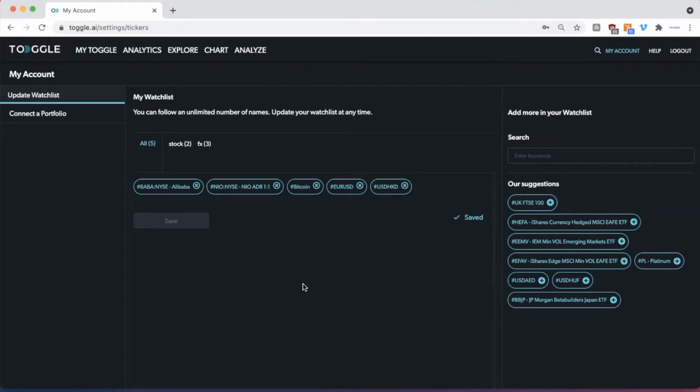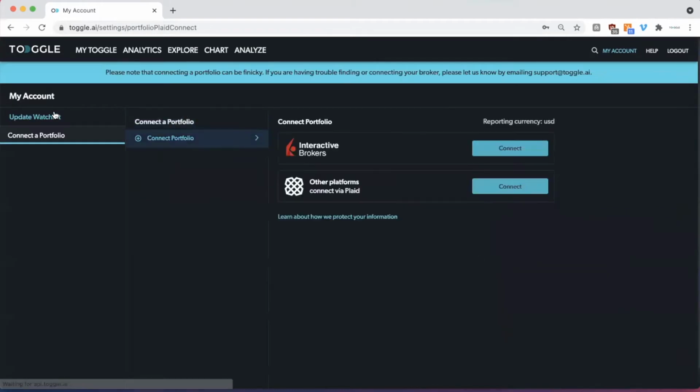Another way to inform the system about what you're invested in is by connecting your portfolio. If you go to the left side here, under Update Watch List, you have Connect Portfolio. If you have an account with Interactive Brokers, you can directly connect to your account through this first option. But if you have an account with an external brokerage like Robinhood, TD Ameritrade, Charles Schwab, you can connect to that account using Plaid. Just hit connect, and then all the different options of Plaid connectivity pop up.